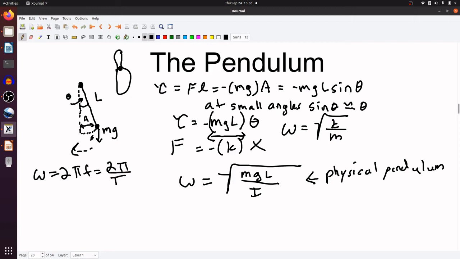And one other thing is, I mentioned that this is a simple pendulum. Well, for a simple pendulum, we assume that the bob is really small relative to the length, and we just assume it's a point particle. And so for a point particle, if you recall, the rotational inertia is just going to be equal to mr squared. R is your radius, and in this case, your radius is just going to be L.